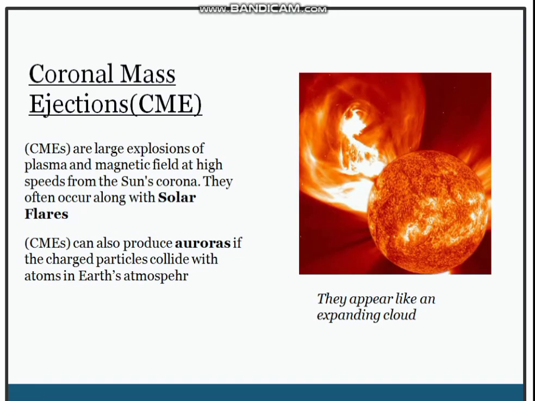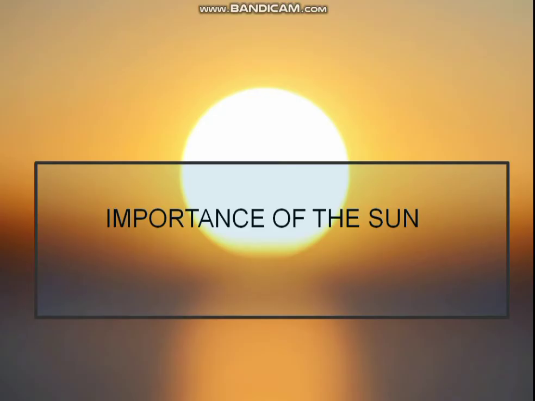Besides that, we have coronal mass ejections, also known as CMEs. CMEs are large explosions of plasma and magnetic field at high speeds from the sun's corona. They often occur along with solar flares. CMEs can also produce auroras if their charged particles collide with Earth's atmosphere. As you can see here, CMEs appear like an expanding cloud.